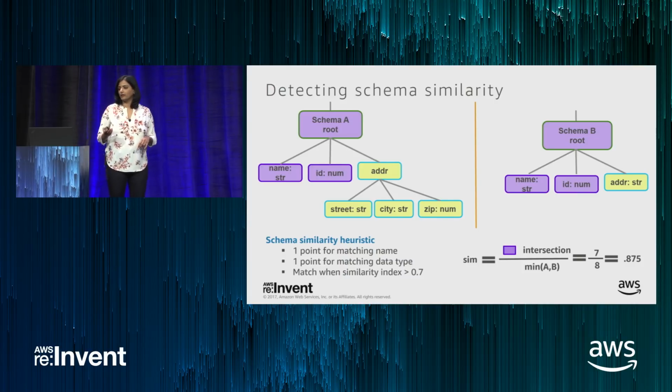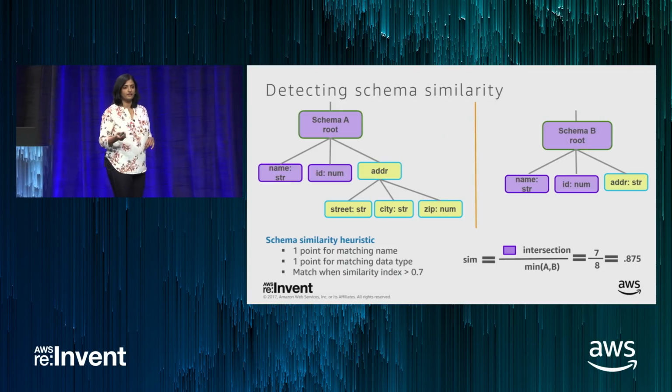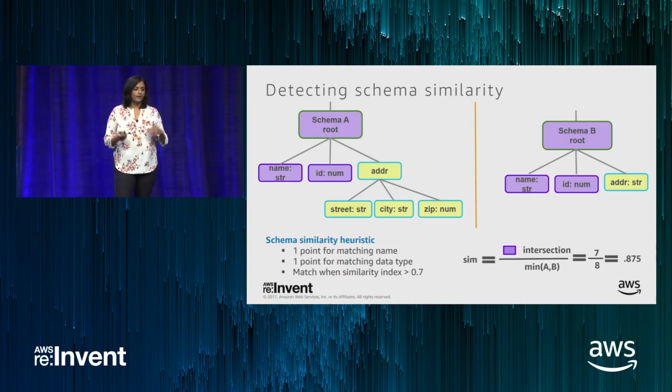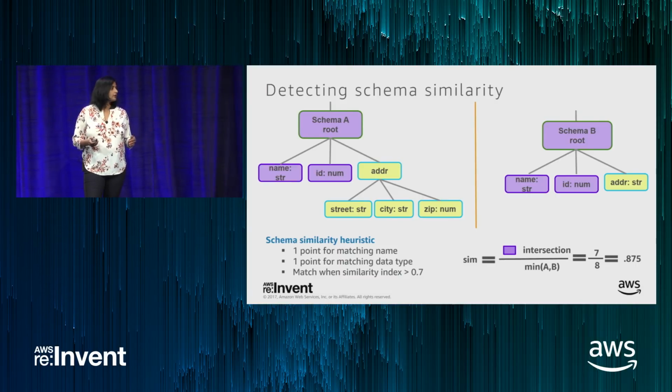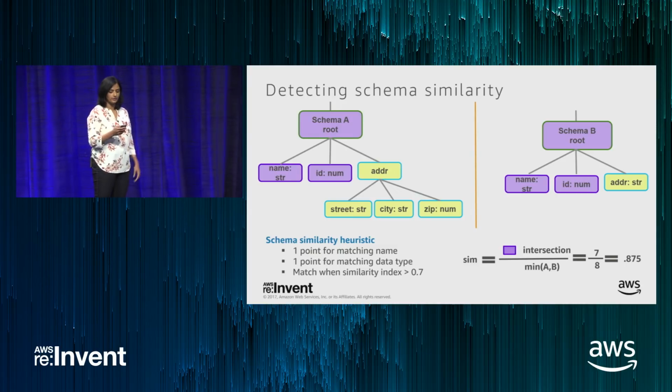So you would get a similarity index of about 87%. And for any similarity index above 70%, Glue would assume that there is a match, and then continue to combine schema and build your table definition.